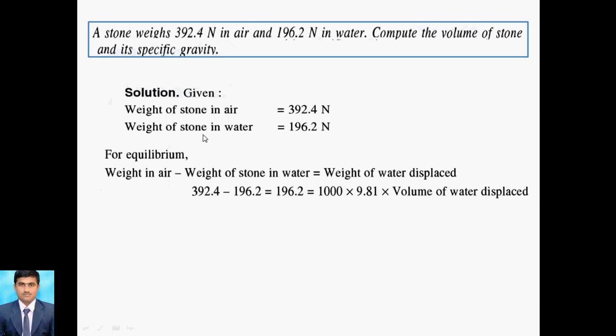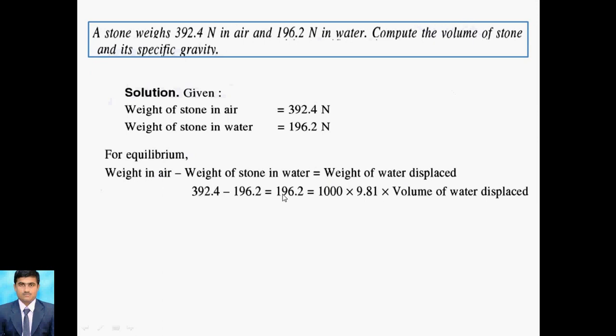Now for the equilibrium condition, the weight in air minus the weight of the stone in water gives the weight of water displaced. Correct, because this is from the flotation principle. Whenever the buoyant force and the weight of the block are equal, that is the equilibrium condition, and at that time it is called flotation. So weight in air minus weight in water gives the weight of water displaced.